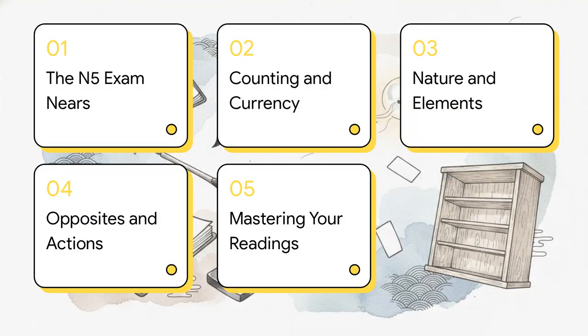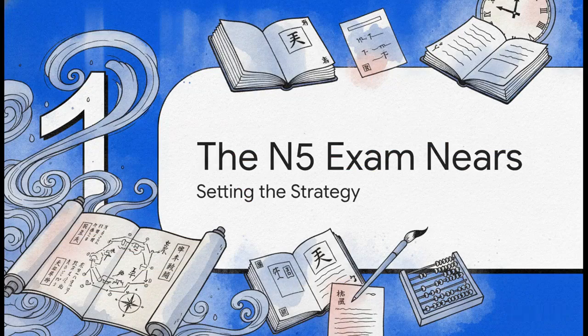To make this a breeze, we've broken the source data down into 5 thematic sections. 1. The N5 exam nears. 2. Counting and currency. 3. Nature and elements. 4. Opposites and actions. And 5. Mastering your readings. Let's get right into it. Section 1, the N5 exam nears.